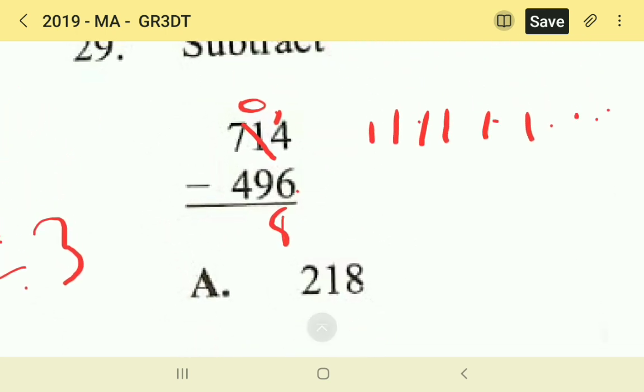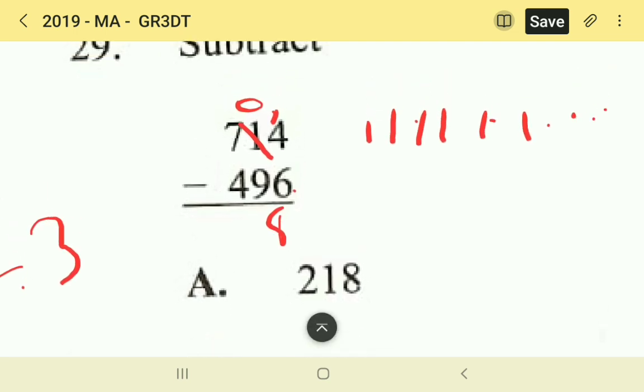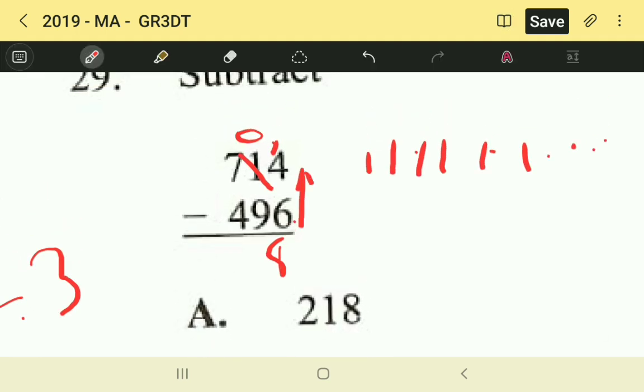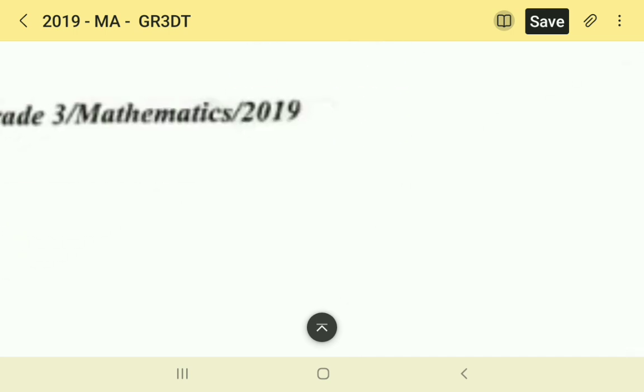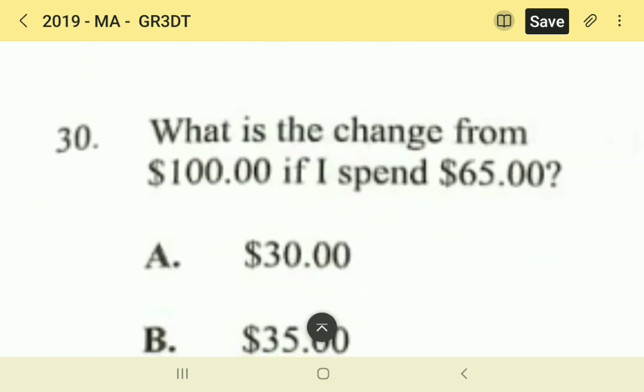Now we can't get 9 from 0. We're taking bottom number from top. Can't get 9 from 0. So we move to the hundreds and we're renaming a group of hundreds, leaving 6 to tens. So now we have 9 taken from 10, we're left with 1. So we're looking for an 18 at the end, and that's at B. Don't need to finish the item. Alright? Moving on to 30.